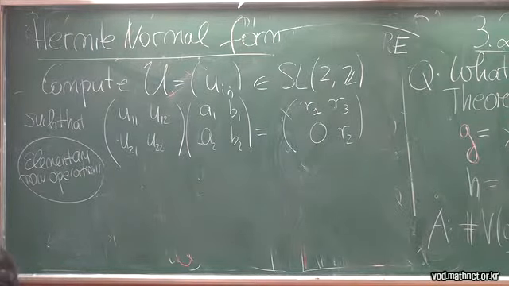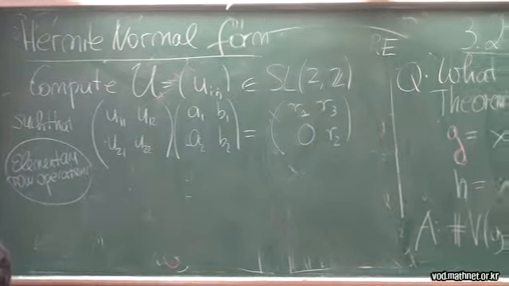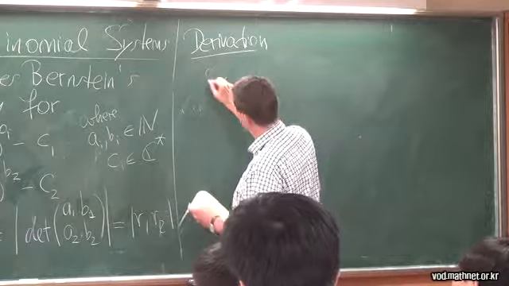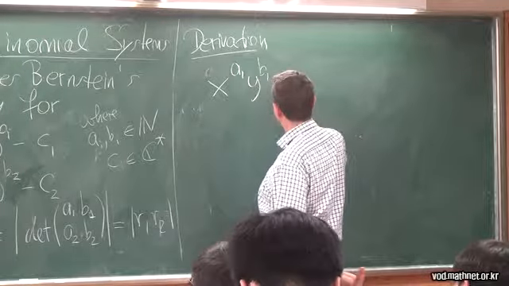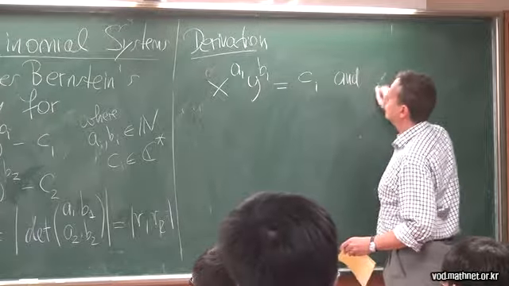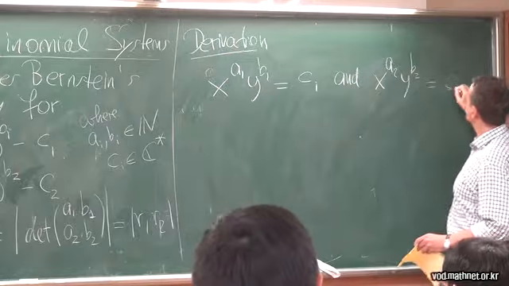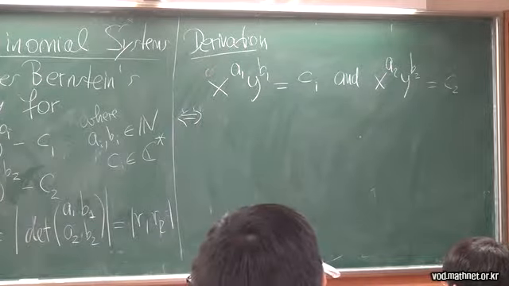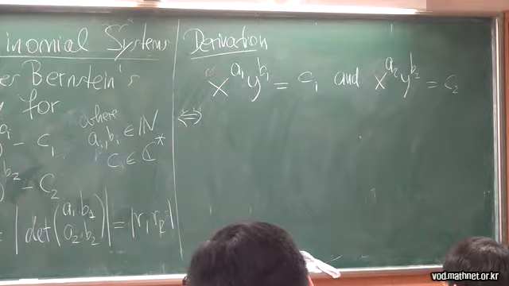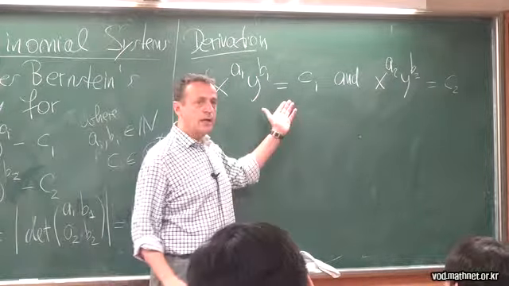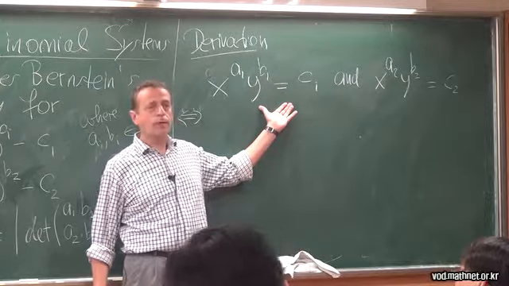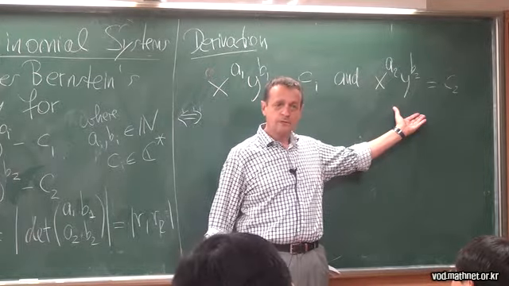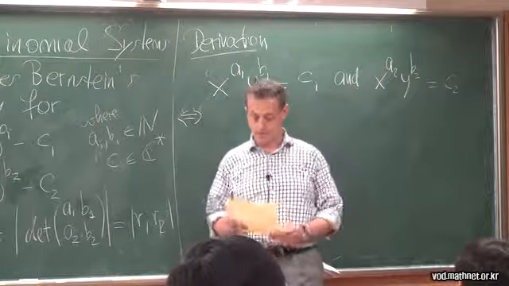Okay, so let's do that. Here's the derivation. Let's look at our equations: x to the A1, y to the B1 is equal to C1, and x to the A2, y to the B2 is equal to C2. Now let's take the rows of our transformation matrix and perform operations. I take this equation to the power U11, and this equation to the power U12, and I multiply the equations: left-hand side times left-hand side equals right-hand side times right-hand side.